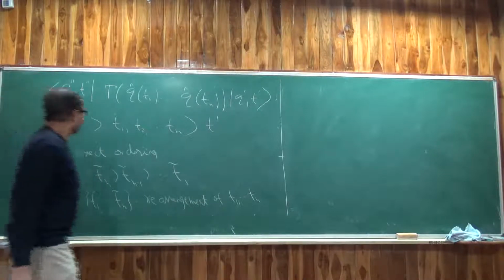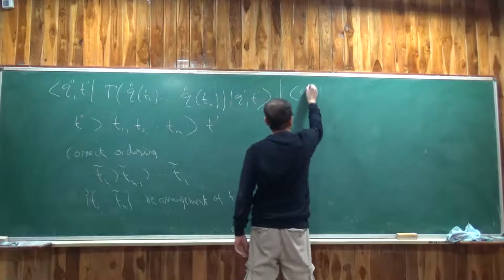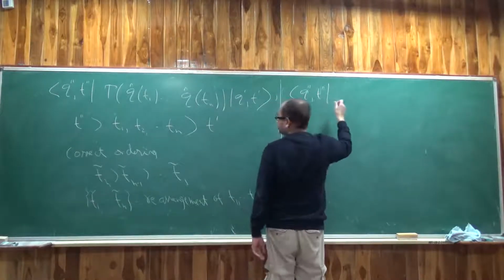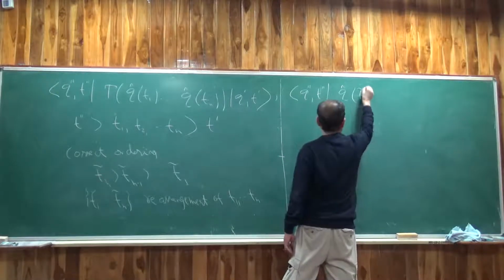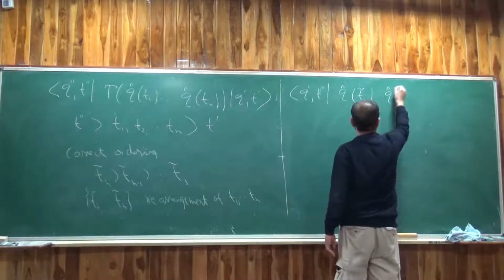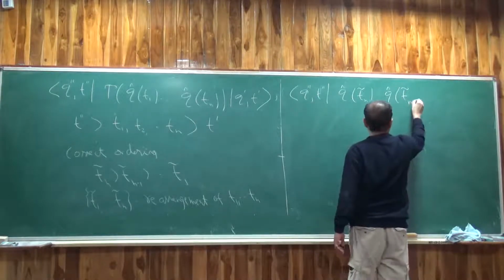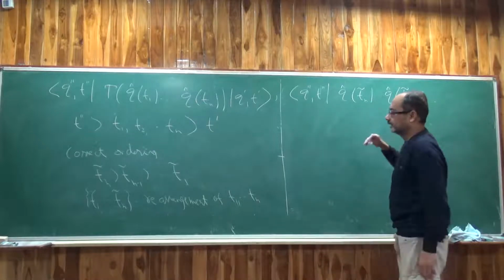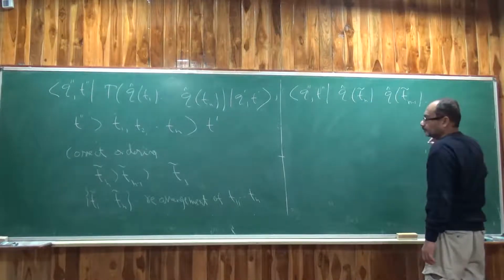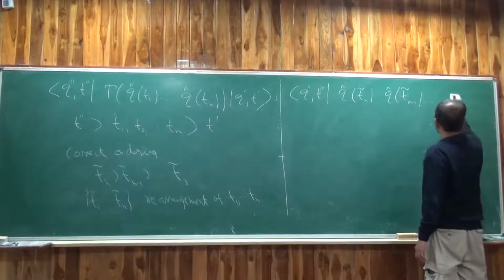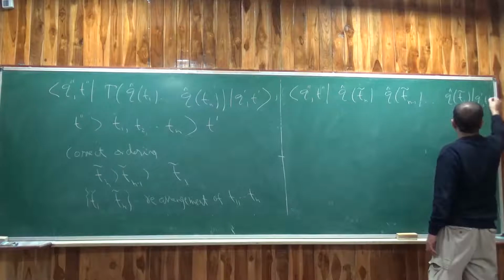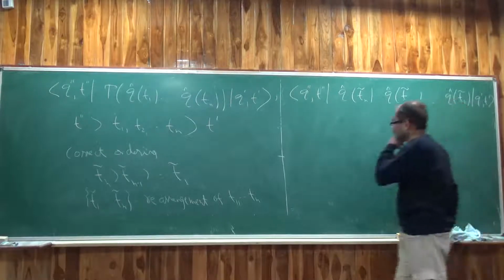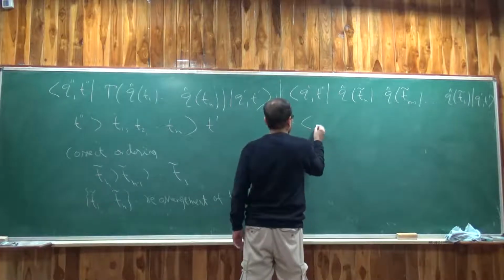Okay. So then this is given by q'' t''. Now I will not write time ordering anymore. q̂ at t̃n, q̂ at t̃(n−1). So I can write down in the Hamiltonian formulation.